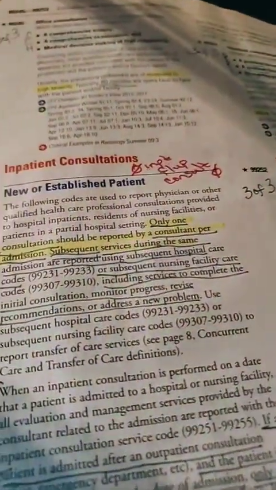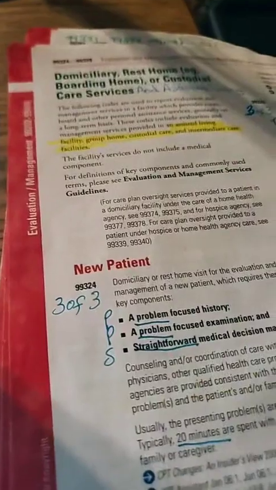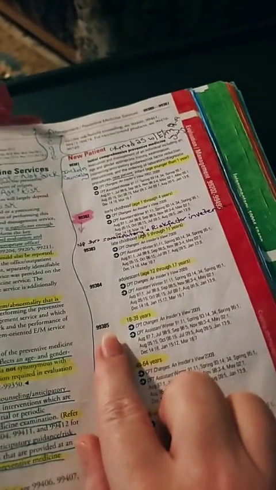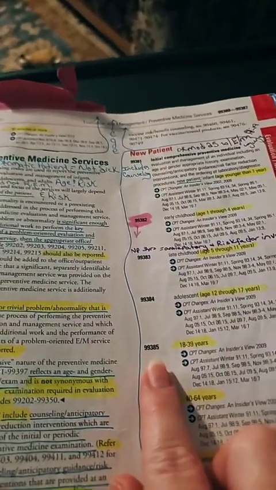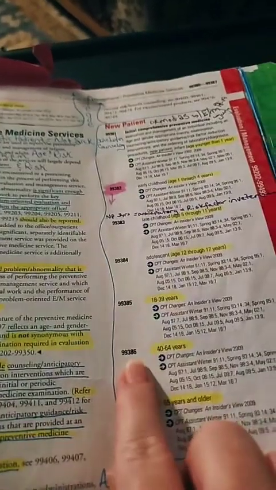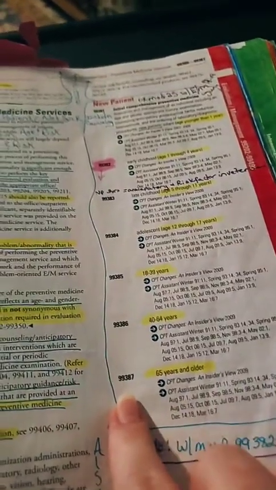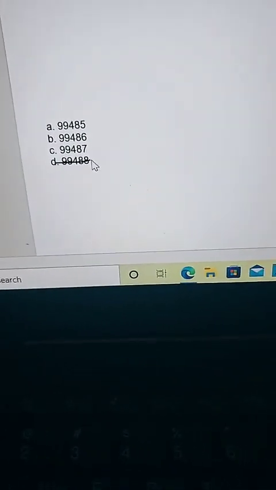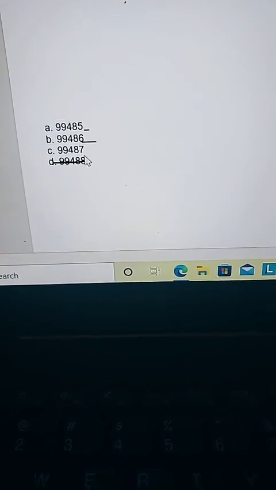94485. Let's see, 99485. Good Lord. I don't know where none of these codes are at. 485. They're probably all going to be out of sequence. 85. What header are we in? We're under new patient risk assessment, right? 486 is risk, but it's a different age. 87 is new patient risk. And then what's 88? What the heck is 88? I have no idea where 88 is at. Does anybody else know? I don't even know if that's a code. Is that a code? Nope. Well, we'll eliminate 88. So what do we need to know for 5, 6, and 7?